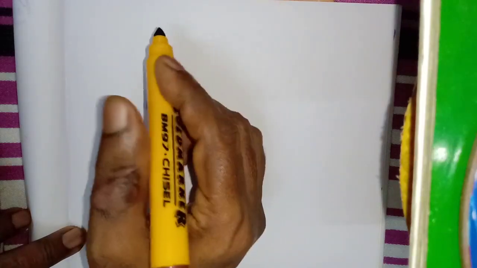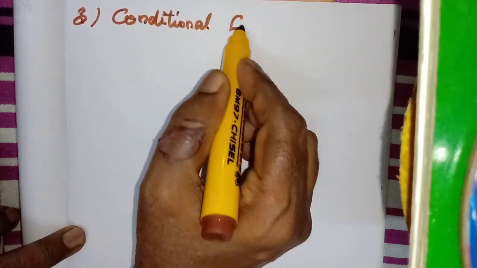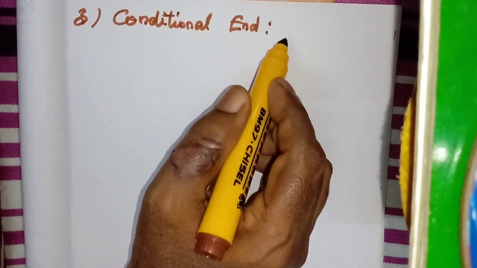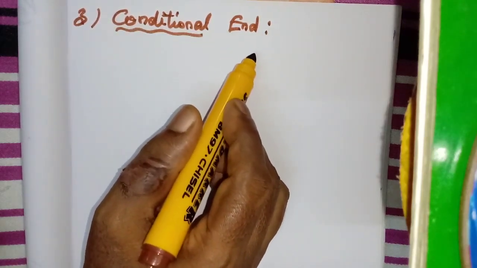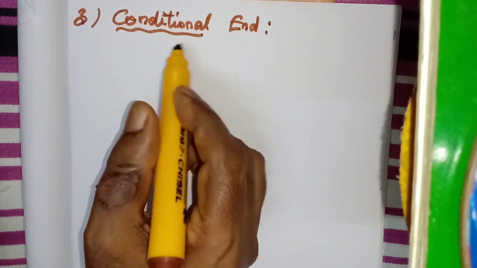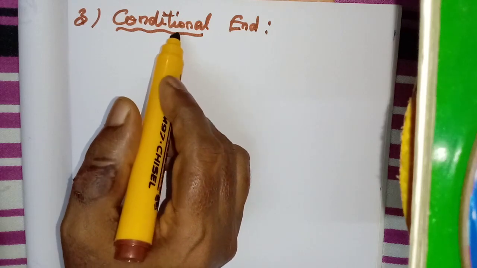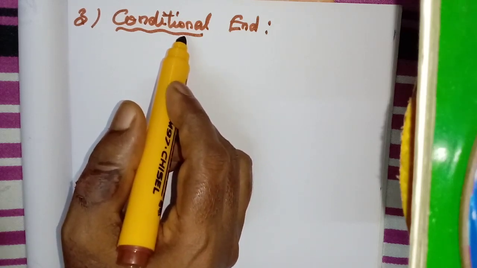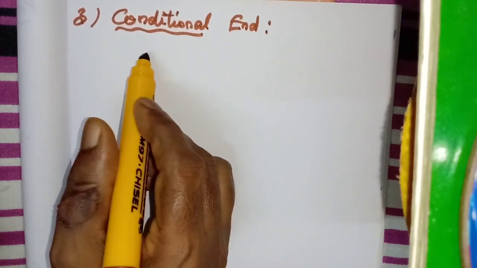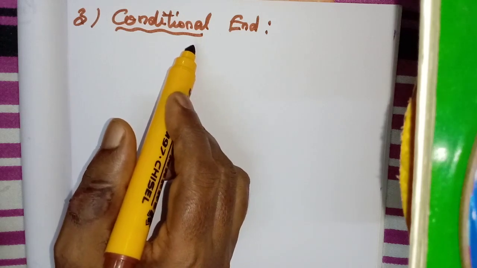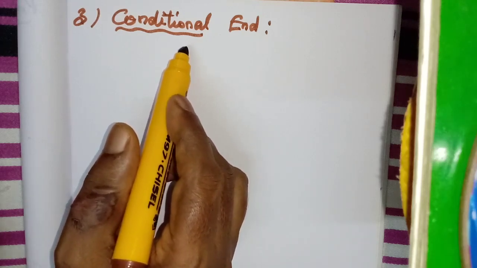Then the third one, conditional endorsement. Here the endorser is liable to pay the amount of the document if a condition is fulfilled, if there is the happening of a particular incident or activity. After fulfilling that condition only, the ownership will be transferred. That condition will be written in the document. So after fulfilling that condition only, the payee can collect the amount from the bank. That is conditional endorsement.